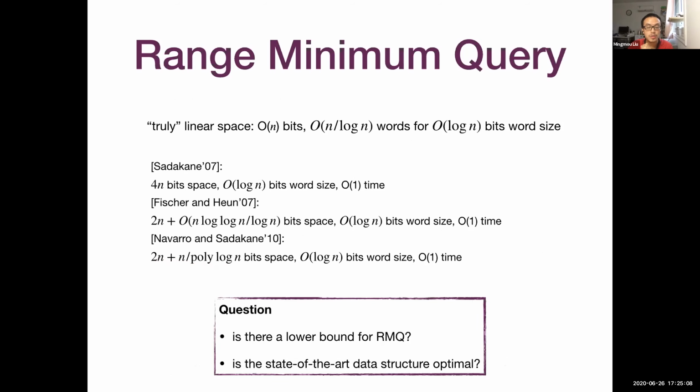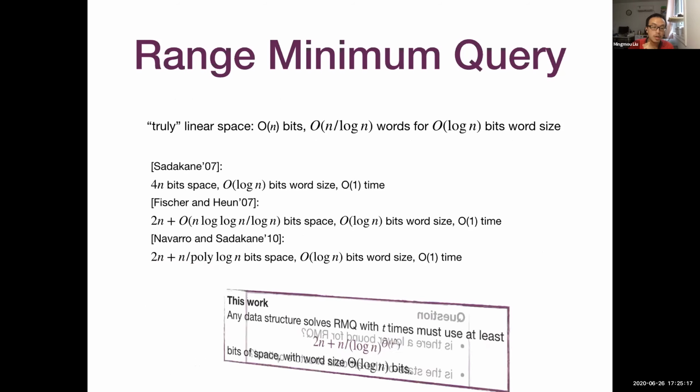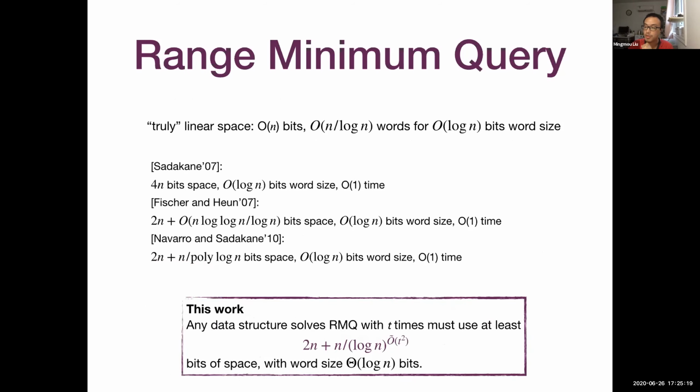Naturally, two questions come to our mind. Is there a lower bound for RMQ? Is the state-of-the-art data structure optimal? In this work, we present the first lower bound for RMQ. Our lower bound shows that the state-of-the-art data structure is optimal in the regime of constant time.